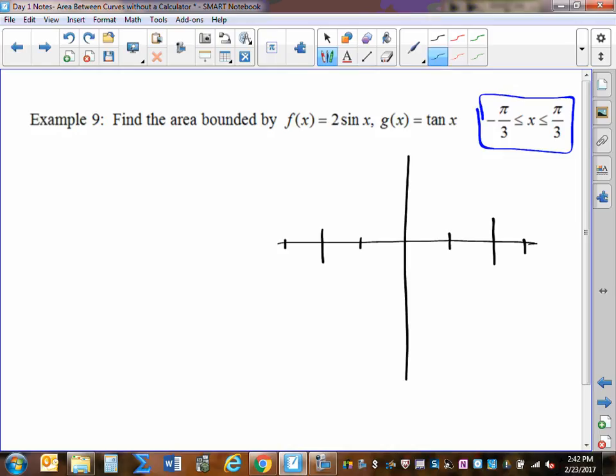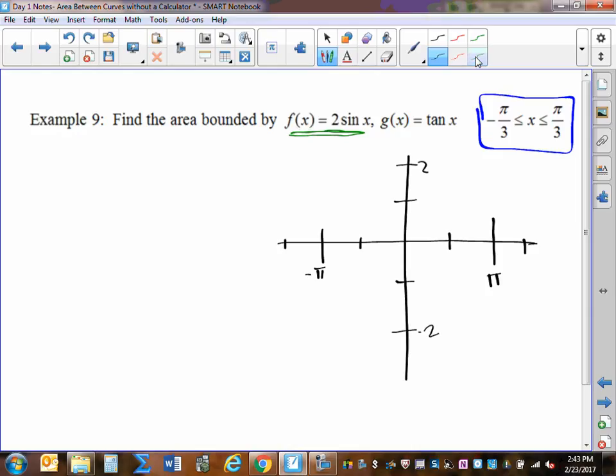And what can you tell me about my sine x function here? What does that 2 do? Okay, it stretches it vertically, right? It gives it an amplitude of 2. So that means that up here I'm going to want to have 2, not just 1. pi. This is negative pi.